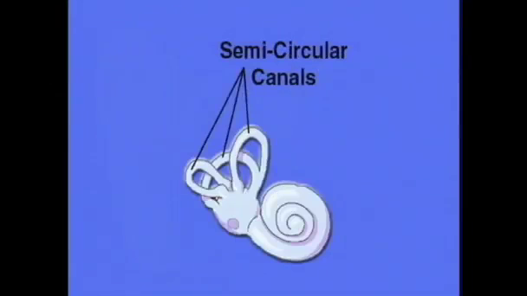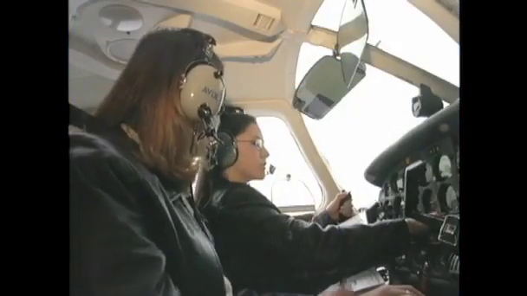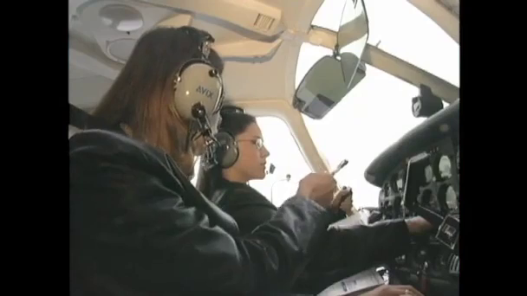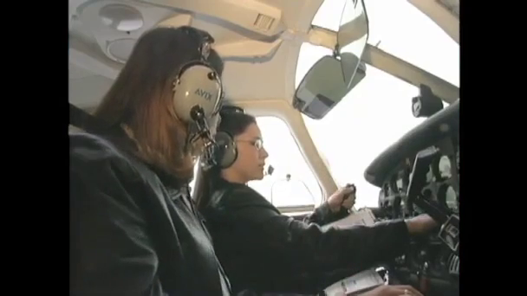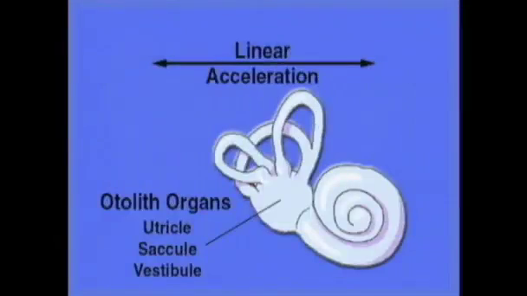The Coriolis illusion involves the simultaneous stimulation of 2 or more semicircular canals in each ear and is associated with a sudden tilting of your head forward or backwards or to the side while the aircraft is turning. The otoliths detect changes in linear acceleration in the horizontal plane and changes in the position of the head in relation to gravitational forces.